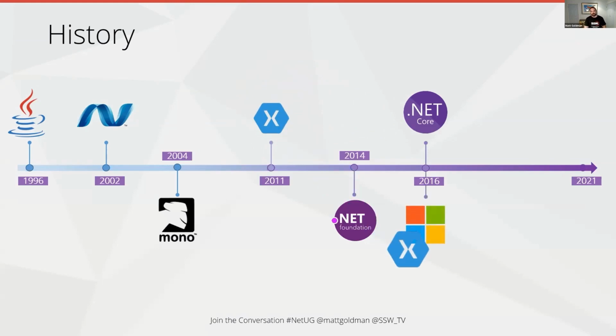The other thing that happened in 2016 that was interesting was that Xamarin was acquired by Microsoft. So Xamarin at this point became a part of Microsoft, still not a part of .NET technically yet. It's something else that you can run with .NET, but not part of .NET.